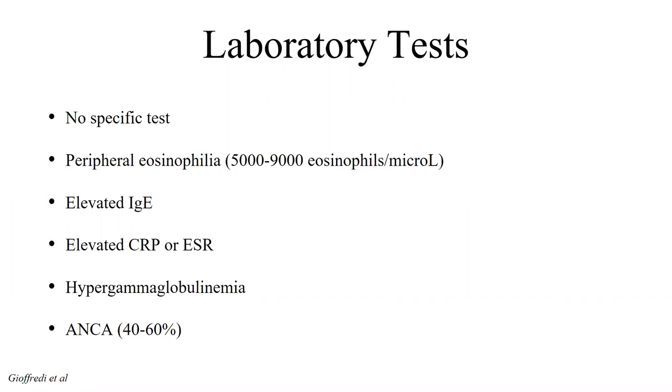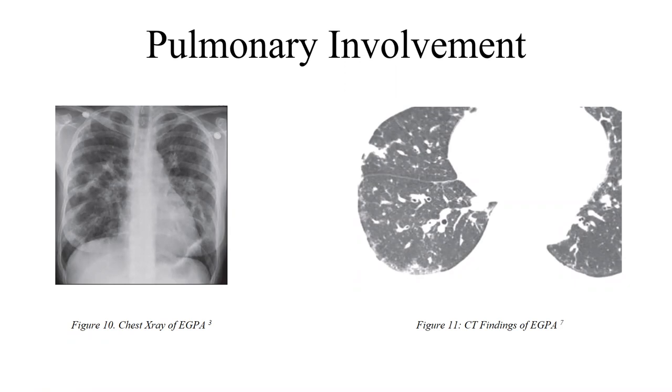In terms of pulmonary involvement, I have a chest radiograph on the left side. This is a 51-year-old woman with a history of asthma and progressive dyspnea, who presented with peripheral eosinophilia and was diagnosed with EGPA. So you can see here bilateral consolidations and reticular opacities. And then on the right side, I have a CT scan cut.